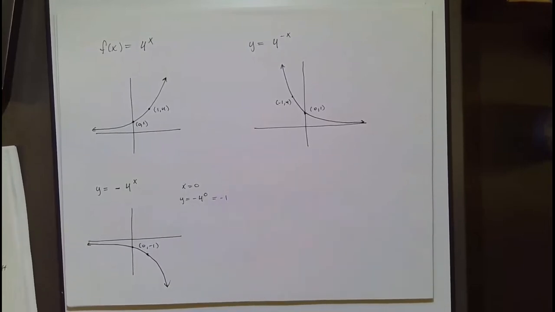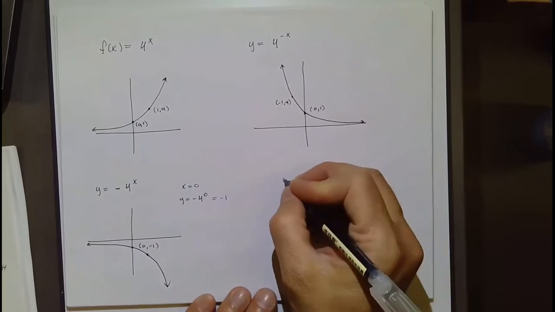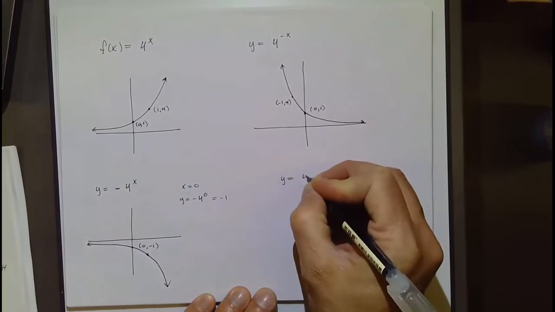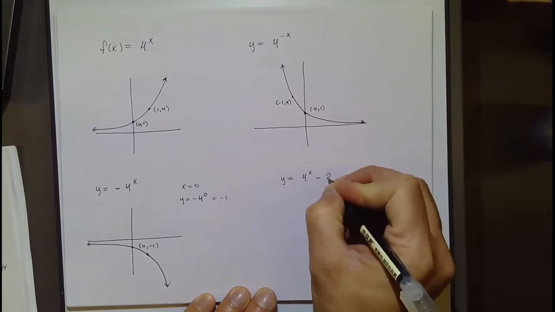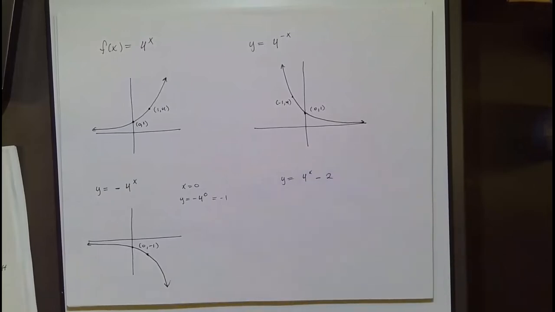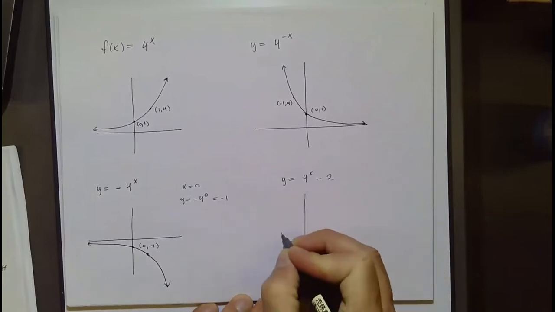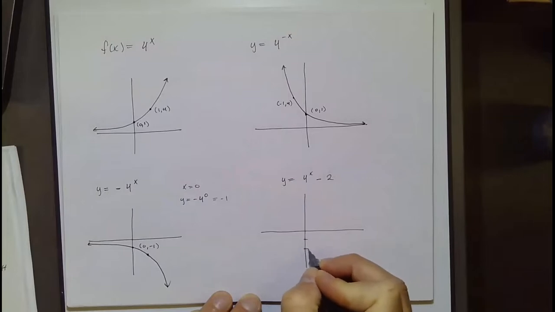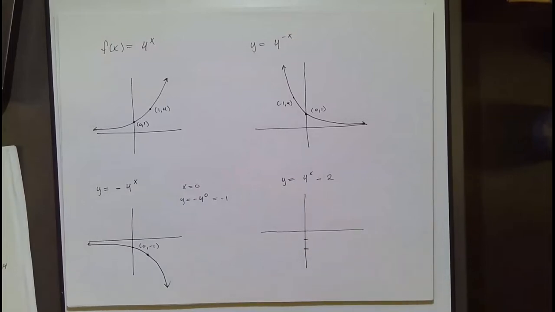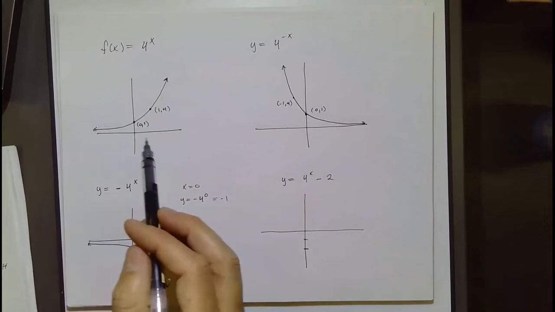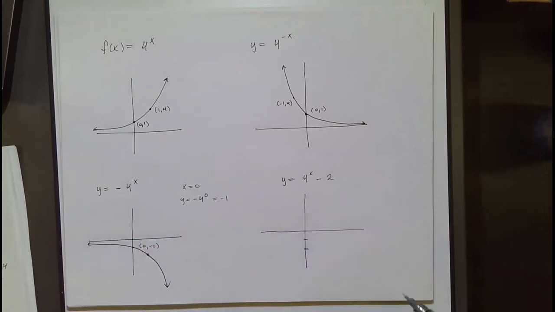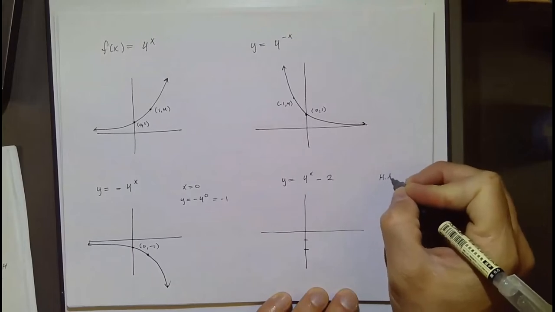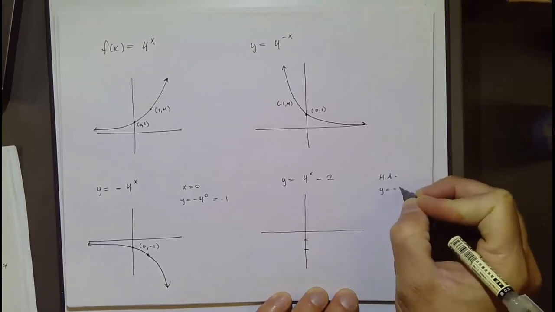And then lastly, let's look at what happens if we shift it, say, down. So I wanted to graph 4 to the x minus 2. This is, in my opinion, one of the more interesting transformations, because if you shift this thing down 2 from its original graph, we get some new features, actually. So if you shift it down 2, the horizontal asymptote, which was 0 for each of these previous graphs, now is going to be y equal to negative 2.